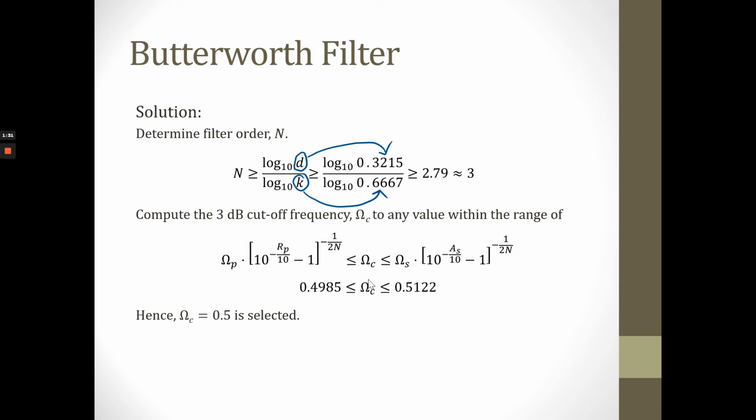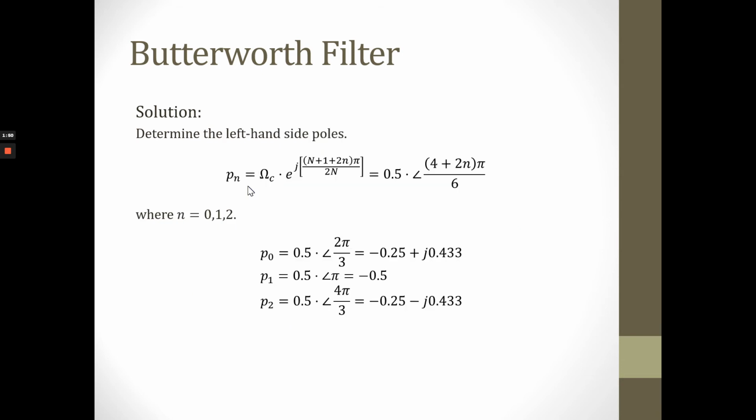Now we need to select the value of omega c, the 3 dB cutoff frequency, from this range, which is larger than this one and smaller than this one. Therefore, in this case, we select omega c equal to 0.5.